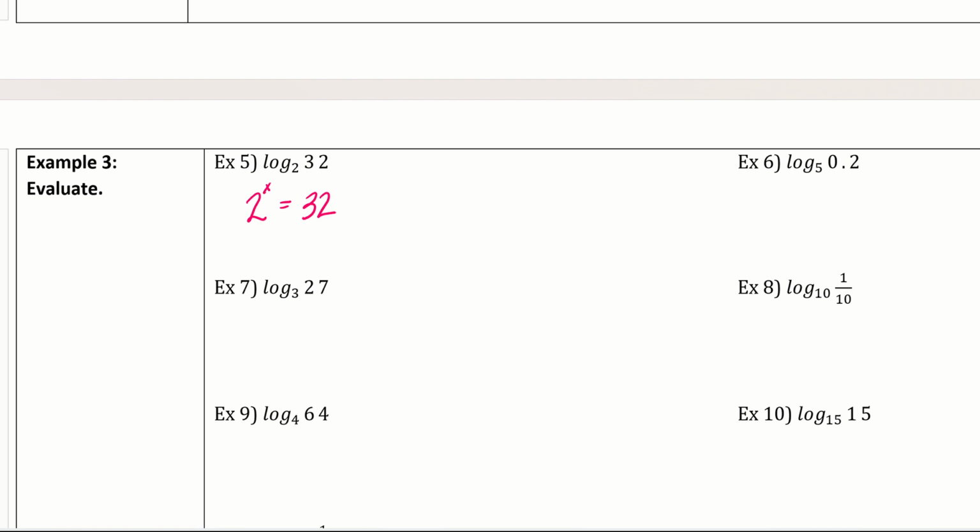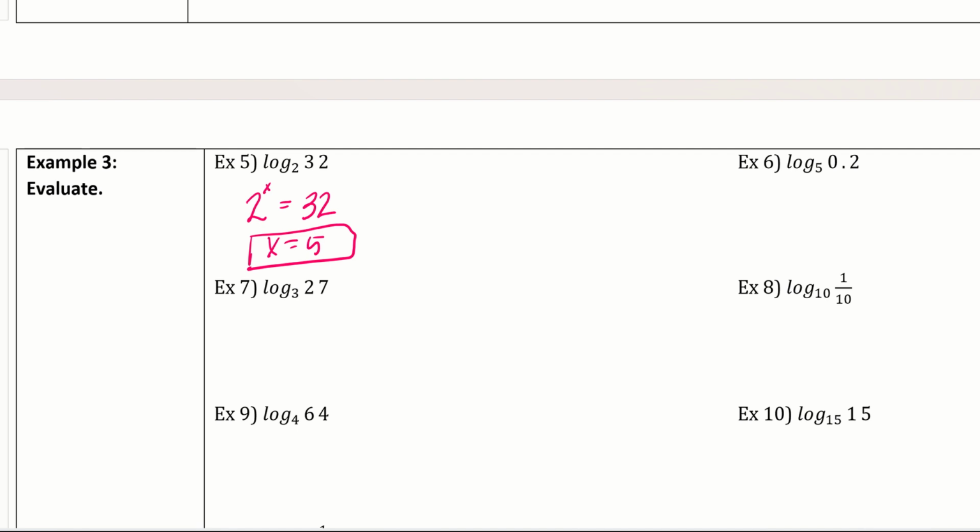I know that 2 to the 5th power is 32. So I'm going to go ahead and put x is 5. Again, that half sheet of paper that we had, you can look across the row of 2 and you can see that 2 to the 5th power will give you 32.